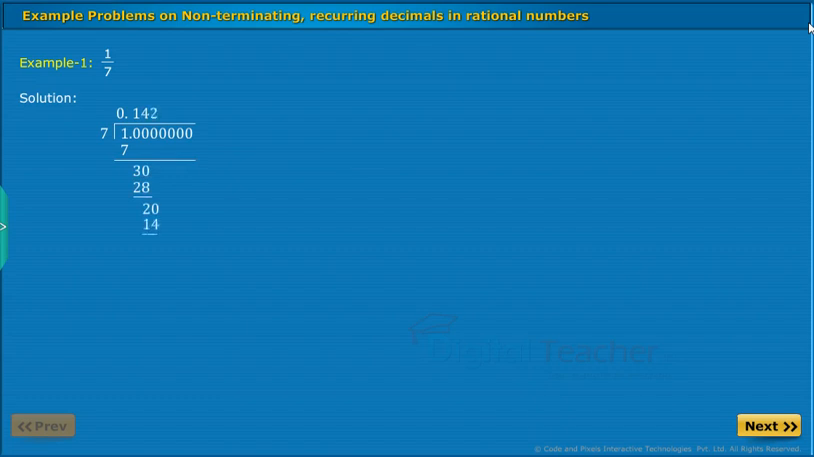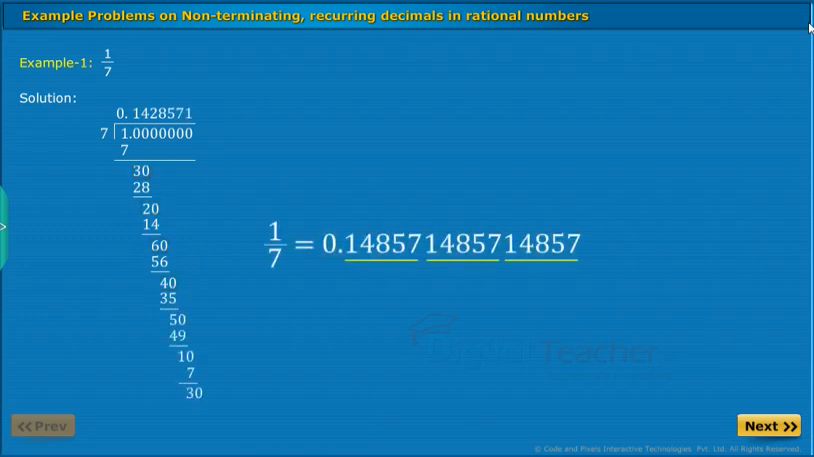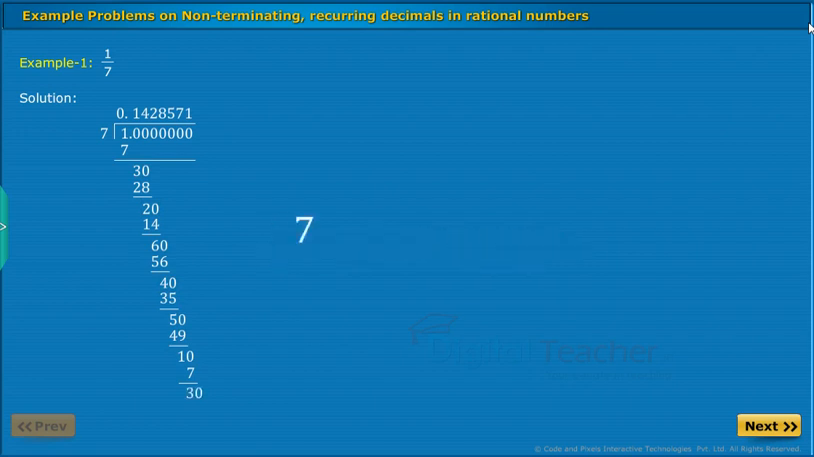By further solving, we can see that the decimal never ends and the remainders are repeating. As the quotient is repeating itself, it is denoted by a bar. Since the denominator is 7, which is not of the type 2 power n, 5 power m.